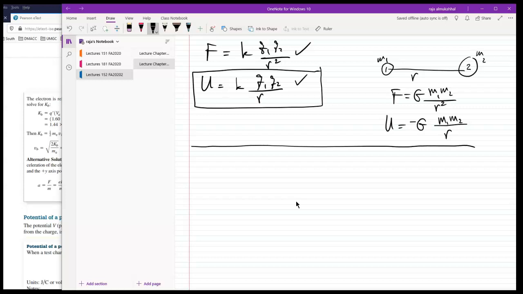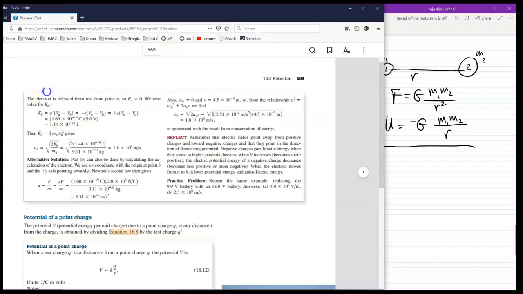Let me do a problem for you from the book to show you how all that nonsense makes sense, hopefully. Let me do example 18.3, page 570. Oh, next page.